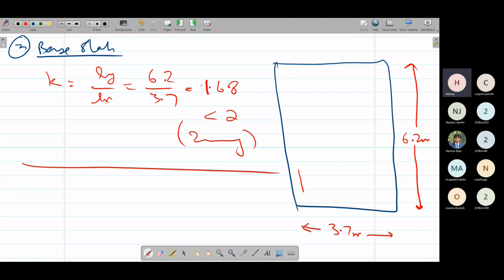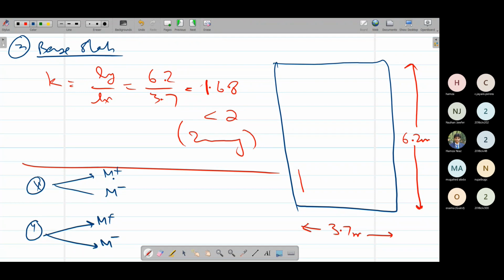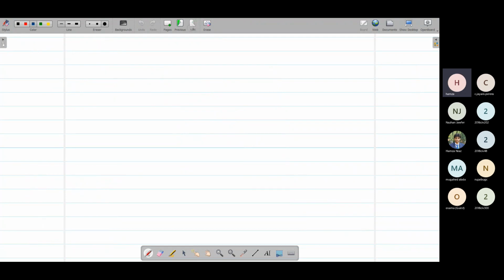For X direction, we are going to design positive steel as well as negative steel. And for Y direction, we are going to design the positive steel as well as negative steel. These four steels we have to design for this base slab. So first, we have the X direction, or short span. Short span, that is X direction.